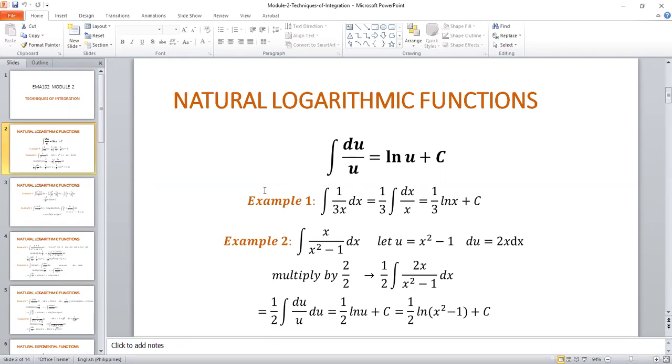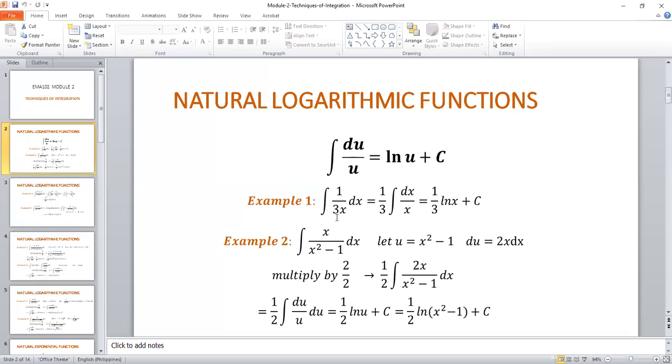Now, what is the integral that leads to this ln of u? That integral is your u in the denominator and the derivative of your u in the numerator. So whatever function appears here in the denominator, it's a requirement that its derivative should be in the numerator. Then you can answer ln of whatever this u is.